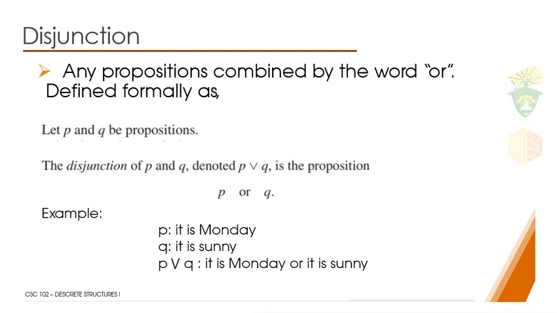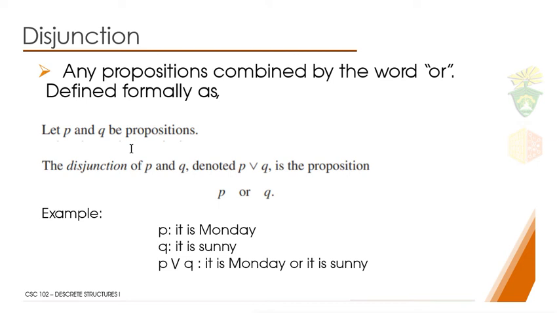Next is the disjunction. What is a disjunction? Disjunction is the "or" in the logical connectives, and it is denoted by the V symbol. Here is the formal definition: let P and Q be propositions. The disjunction of P and Q is denoted as P or Q and is read as P or Q. In the example, we have two propositions again, P and Q. If we use a disjunction on both of these propositions, we have: it is Monday or it is sunny.